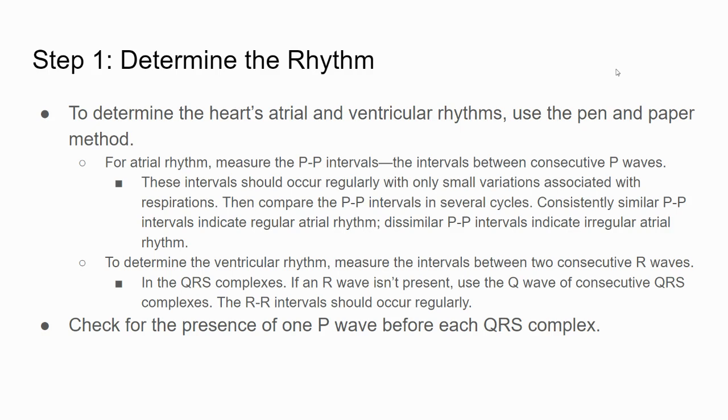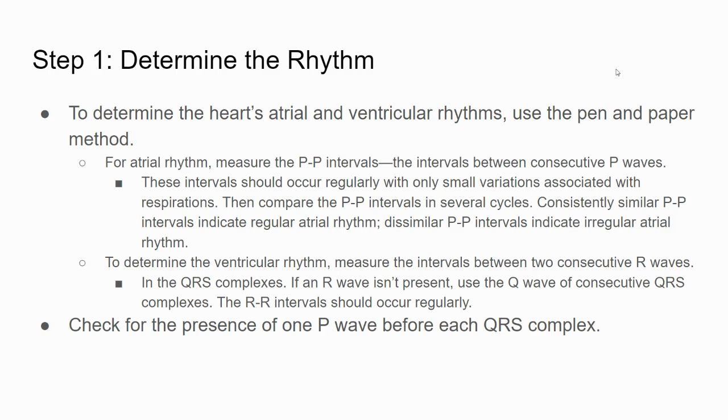Sometimes you'll see this, it's actually very common, it's called a sinus arrhythmia, where it'll be just slightly irregular. The space in between PP intervals will be slightly irregular, but within normal limits. It just means it changes with your respirations. When we measure our PP interval, we compare the PP intervals with each other in several cycles. Consistently similar PP intervals indicate a regular atrial rhythm versus dissimilar PP intervals indicate irregular atrial rhythm.